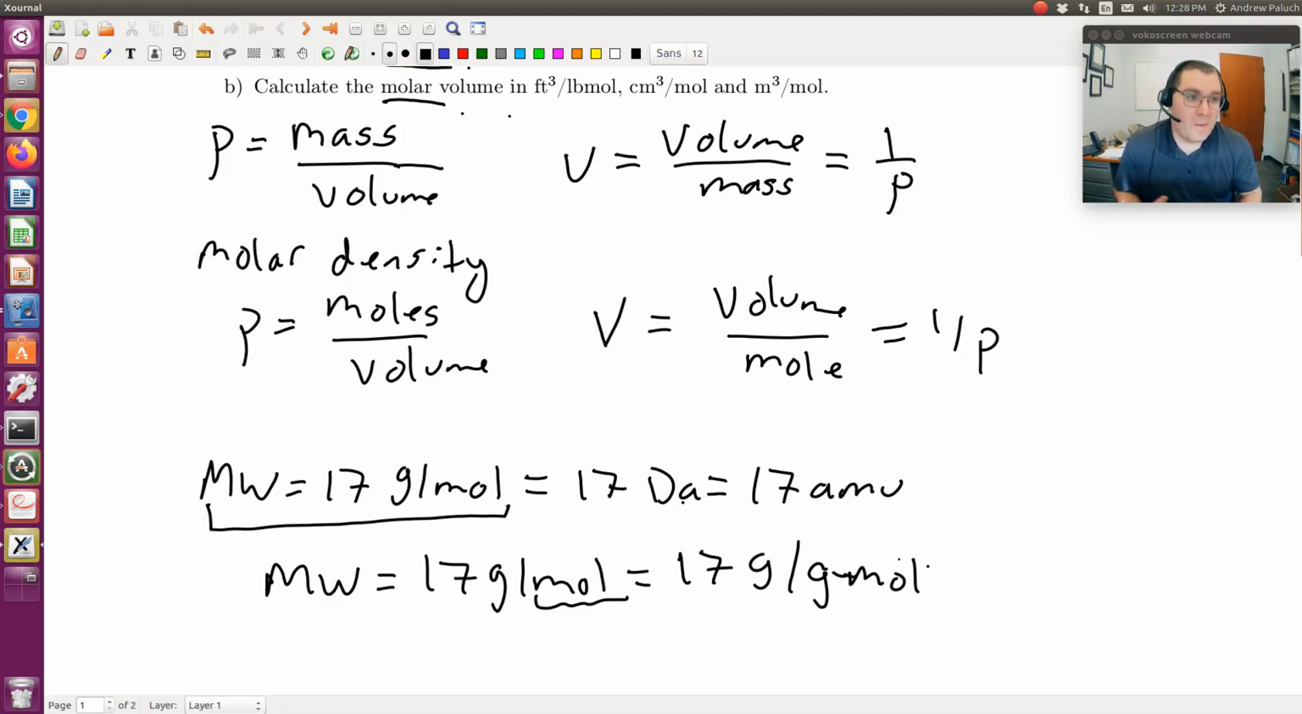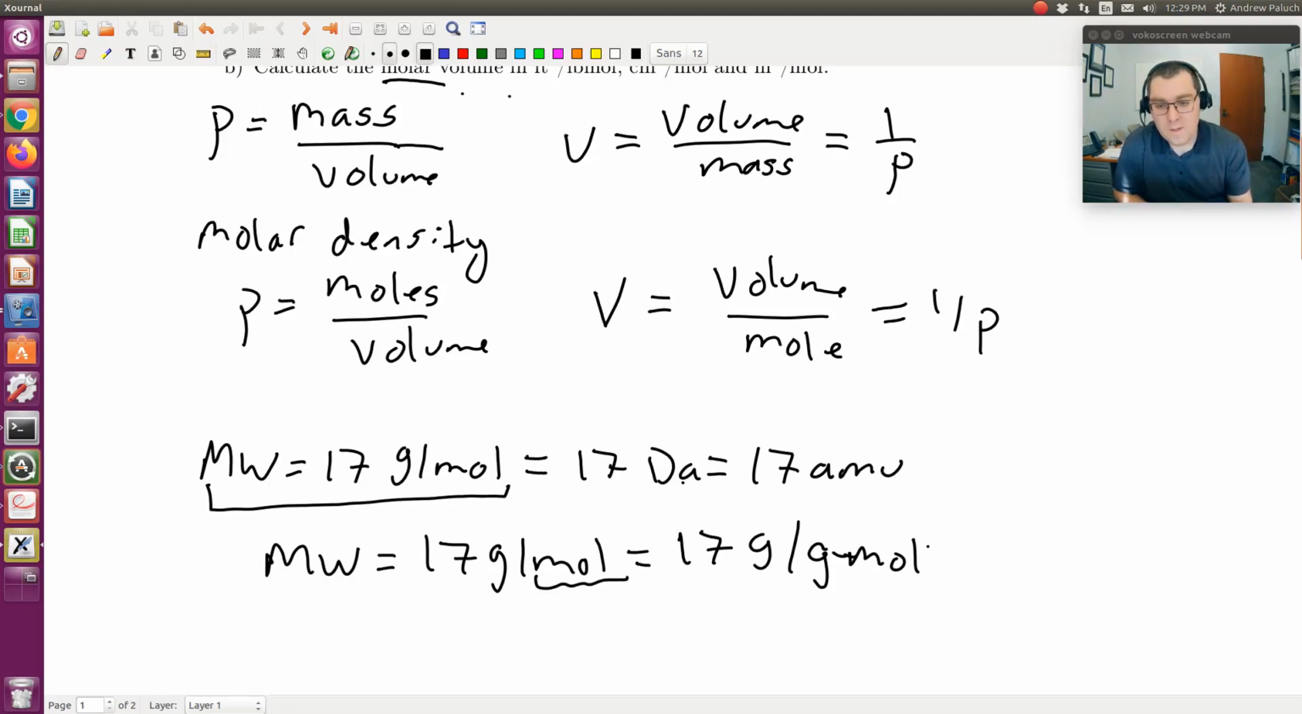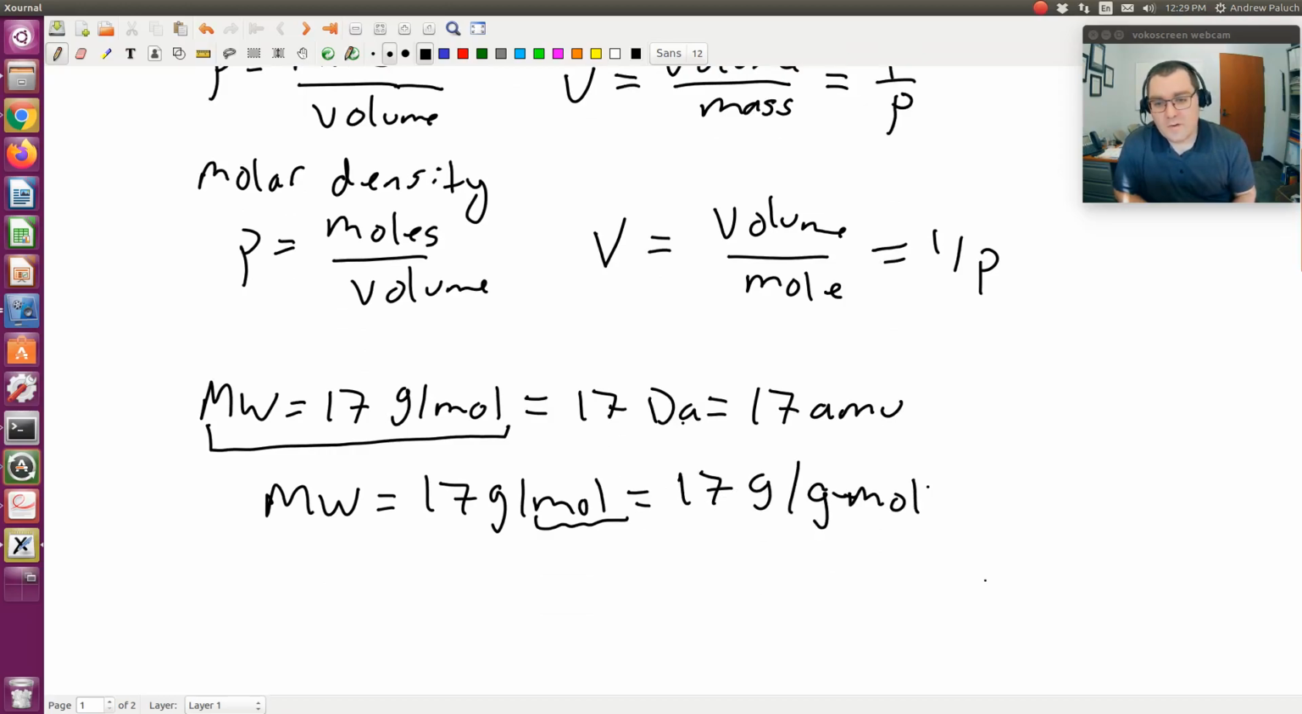How I interpret this is when I look up molecular weight in, say, AMUs in my periodic table, in my head I just get that as 17 grams per mole. By replacing mole with gram mole, it reminds me of the corresponding mass I'm going to use in, say, a conversion. But 17 grams per mole or 17 grams per gram mole.